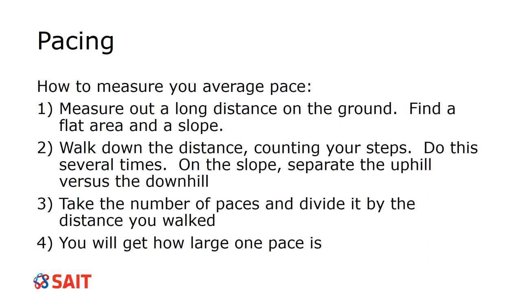Then I want you to take the number of paces that you've taken for each of these, all separately, and divide it by the distance you walked. Let's say you did 10 meters and you walked back and forth along that 10 meters 10 times. Now you have 100 meters. How many paces did you do over that 100 meters? Then you look at how large that pace was. You'll figure out that one pace is like 1 meter, or maybe 1.1 if you have long legs, or it could be 0.75 meters. That's how you would calculate your pacing.